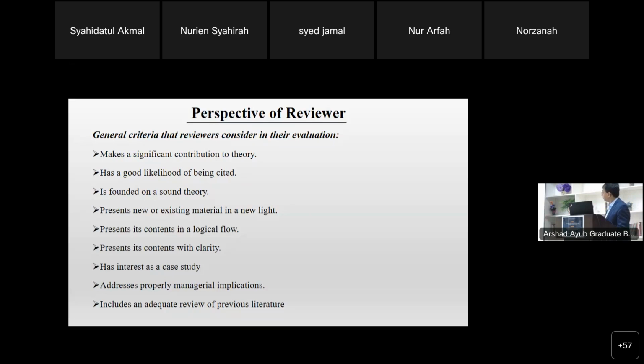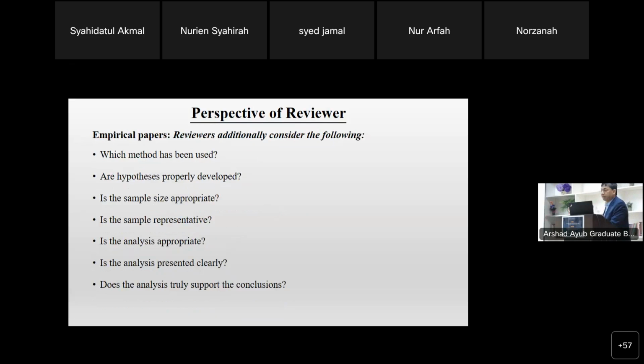Now, for empirical papers, reviewers additionally consider the following criteria. Which method has been used? Are hypotheses properly developed? Is the sample size appropriate? Is the sample representative? Is the analysis appropriate? Is the analysis presented clearly? Does the analysis truly support the conclusion?